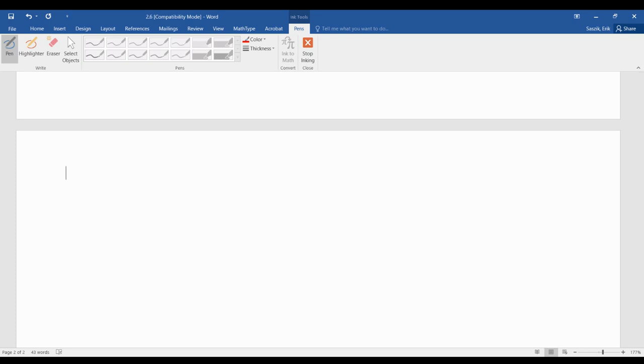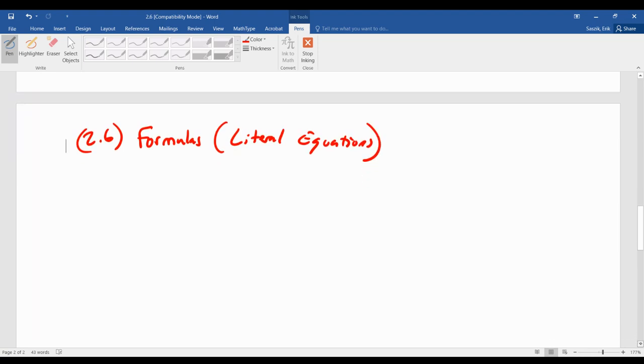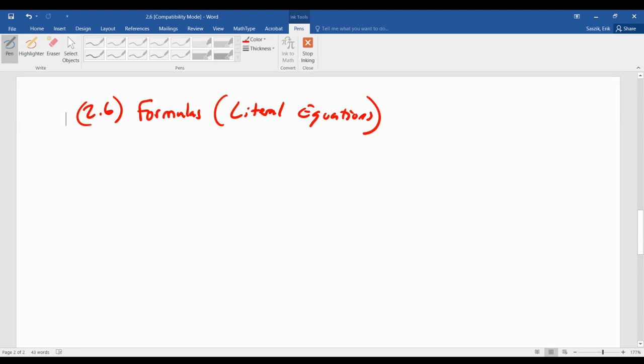All right, kids, what I'm going to do here is, well, we're going to do some notes. This section 2.6 from a book is titled Formulas. It's also known as just literal equations. We're going to do a few sample problems and then I'm going to work through a worksheet quickly, but we'll discuss it a lot more in Zoom.